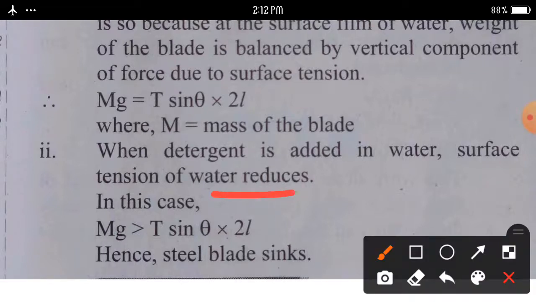Next reason: when detergent is added in water, the surface tension of water reduces. In this case, mg is greater than T sin θ × 2L. When this factor is greater, the steel blade sinks.